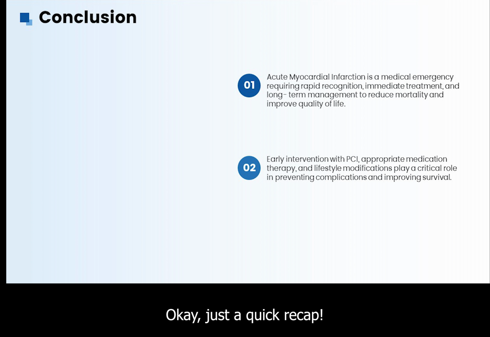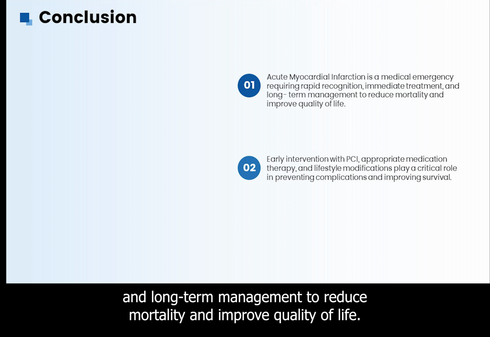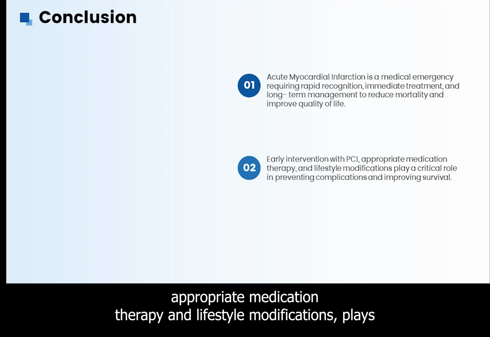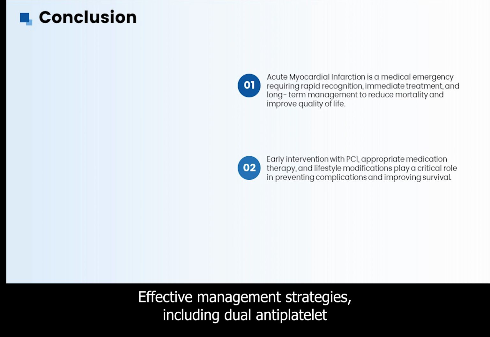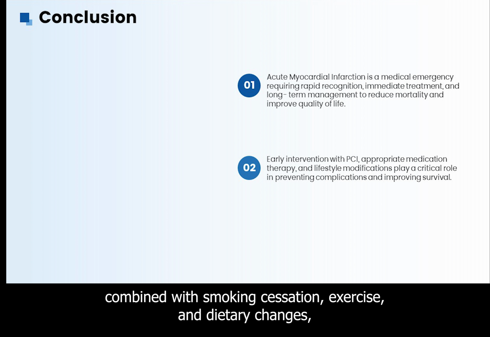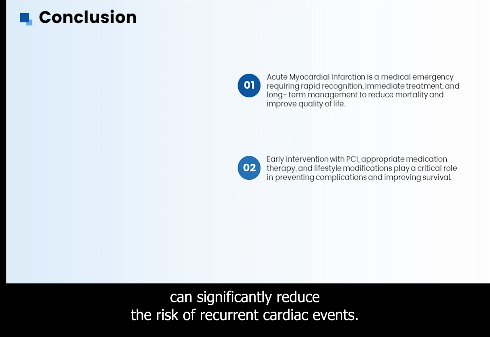Okay, just a quick recap. AMI is a medical emergency that requires rapid recognition, immediate treatment, and long-term management to reduce mortality and improve quality of life. Early intervention with PCI, alongside appropriate medication therapy and lifestyle modifications, plays a vital role in preventing complications and enhancing survival outcomes. Effective management strategies, including dual antiplatelet therapy, beta blockers, statins, and ACE inhibitors, combined with smoking cessation, exercise, and dietary changes, can significantly reduce the risk of recurrent cardiac events.